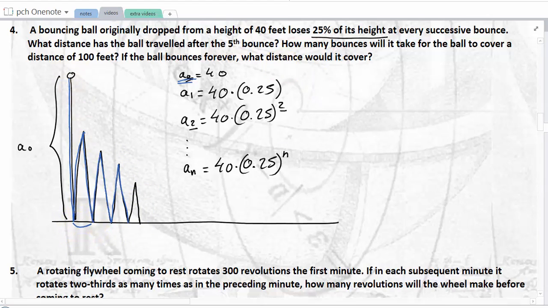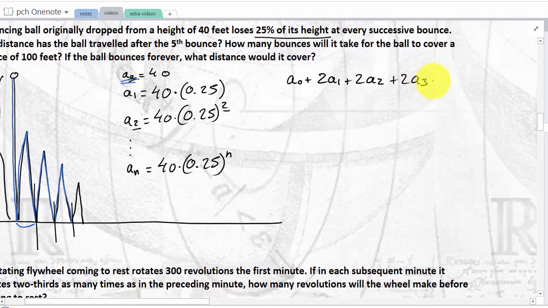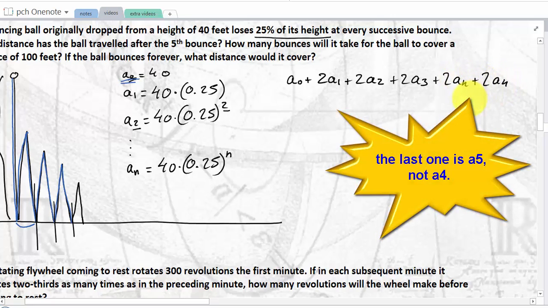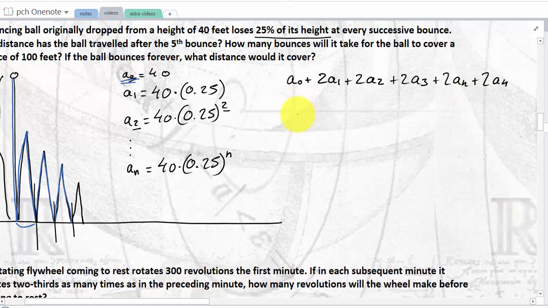So after the first bounce, it would be A0 plus 2A1, right? This is after the first bounce. And then you add another bounce. So plus 2A2, another bounce, plus 2A3, and then you want to figure out until the fifth bounce, so plus 2A4 plus 2A5. That's the distance covered after the fifth bounce. Okay, so what is that? This is A0 plus 2 times, and then A1 plus A2 plus A3 plus A4, that's A5 right here. So it is times S5 after the fifth bounce.